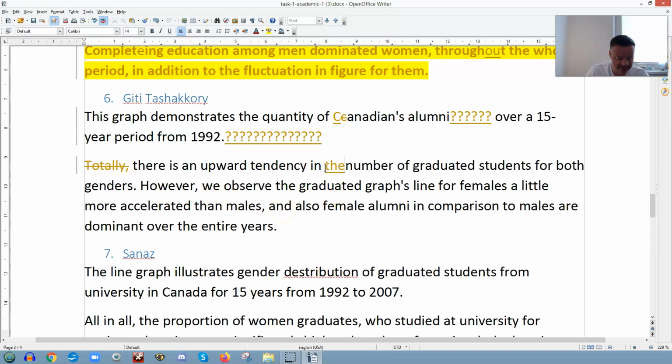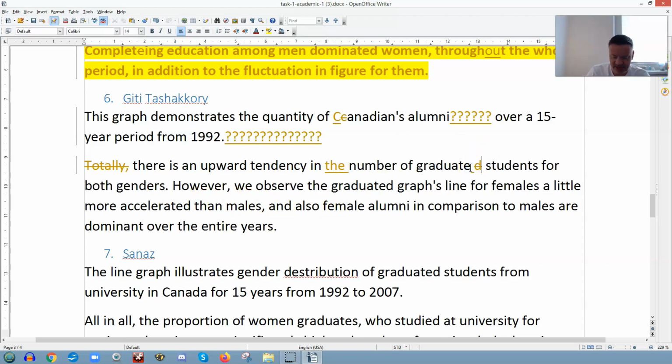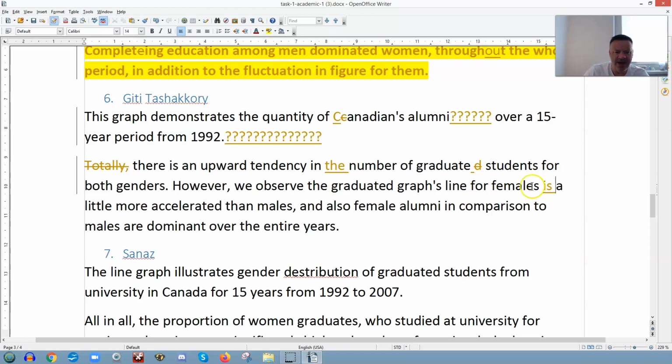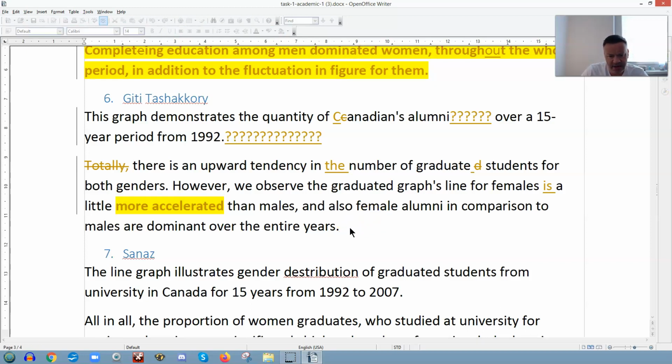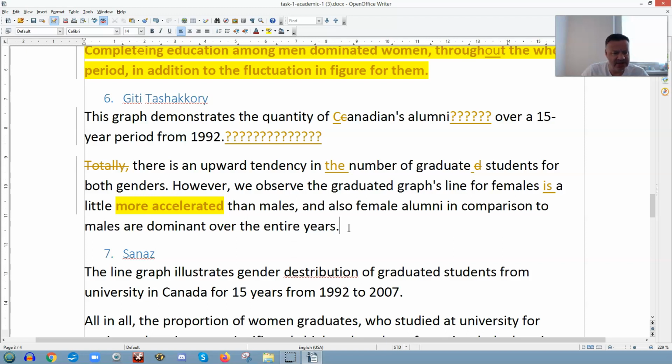tendency in the number of graduate students, we don't say, of graduate students of both genders. However, we observe the graduated graphs line for females is a little more accelerated than males. Little more accelerated, what you mean is bigger, is larger? I'm not quite sure what. Acceleration refers to speed, not about rate. It's to do with speed. Accelerate when you put your foot down, or accelerates. So I'm not sure what relevance or pertinence that has here.